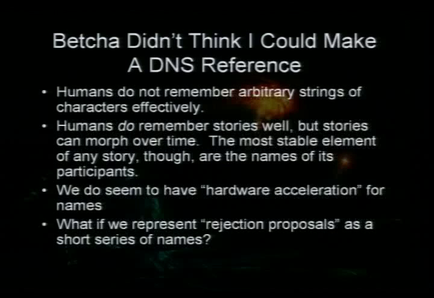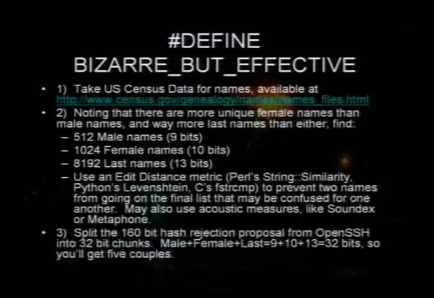names? Like so. Well, we take U.S. Census data for names available at census.gov. We note there are more unique female names than male names. We know that there are way more last names than either. We take 512 male names, that's 9 bits, 1,024 female names, that's 10 bits, 8,192 last names, that's 13 bits.